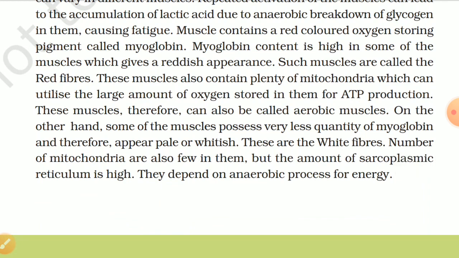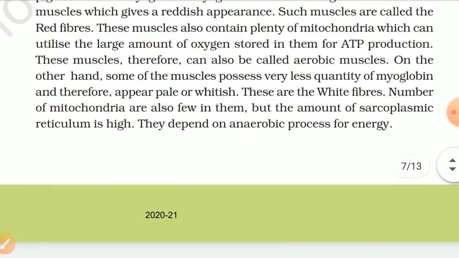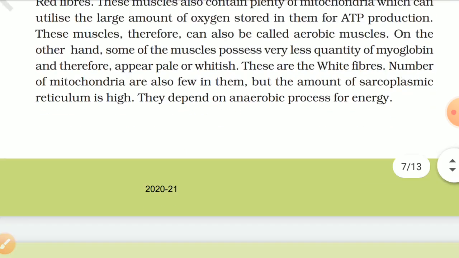On the other hand, some of the muscles possess very little myoglobin and therefore appear pale or whitish. These are the white fibers. The number of mitochondria is also few in them, but the amount of sarcoplasmic reticulum is high. They depend on anaerobic processes for energy.